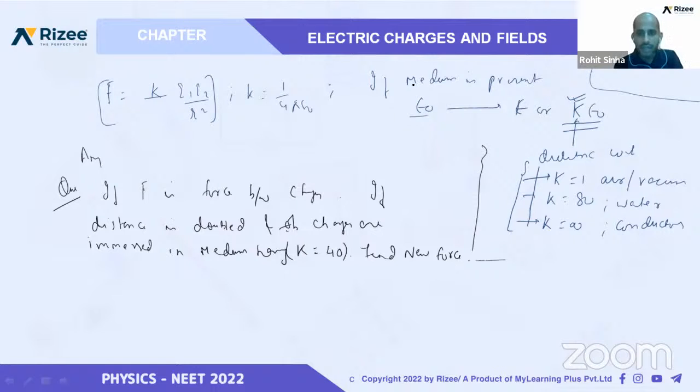Please try, my dear friends. I am giving 1 minute for you to try this question. Between charges, if the distance is doubled, and charges are immersed in a medium having dielectric constant equal to 40, then what will be the new force? Please try, I give you 30 seconds. Now we are coming to a real track of our NEET exam. This type of question you will see in your exam. Try all of you.